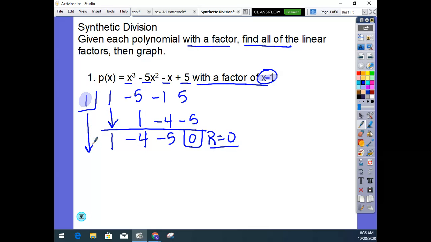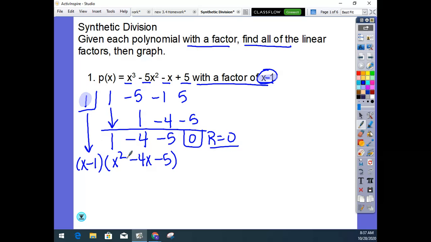Now I'm going to put all my x's back in. Where did this 1 come from? It came from x minus 1. So I just put it back in with x minus 1. Then I'm going to put my x's back with this part. The number next to the remainder is always the constant. Then it's the x. Then it's the x squared.